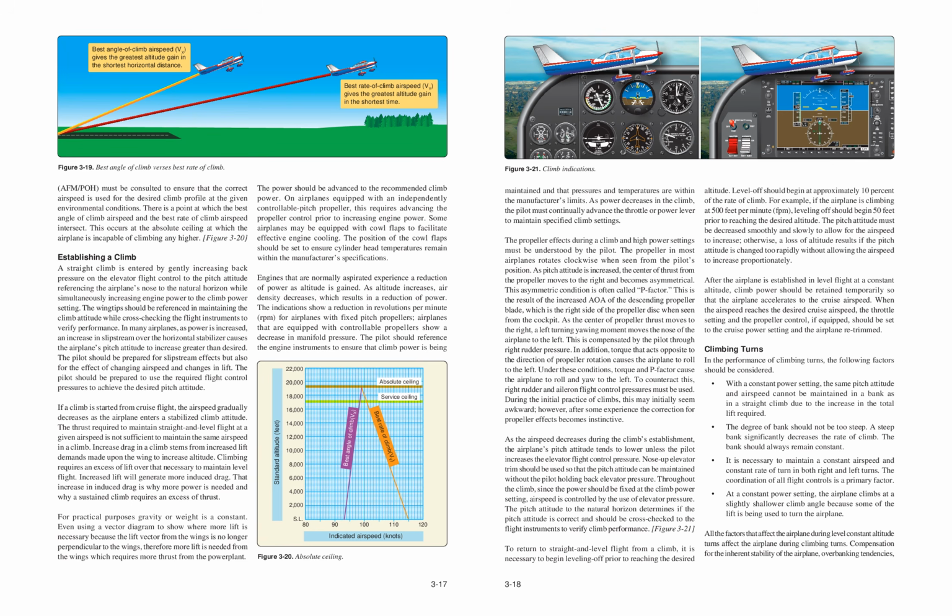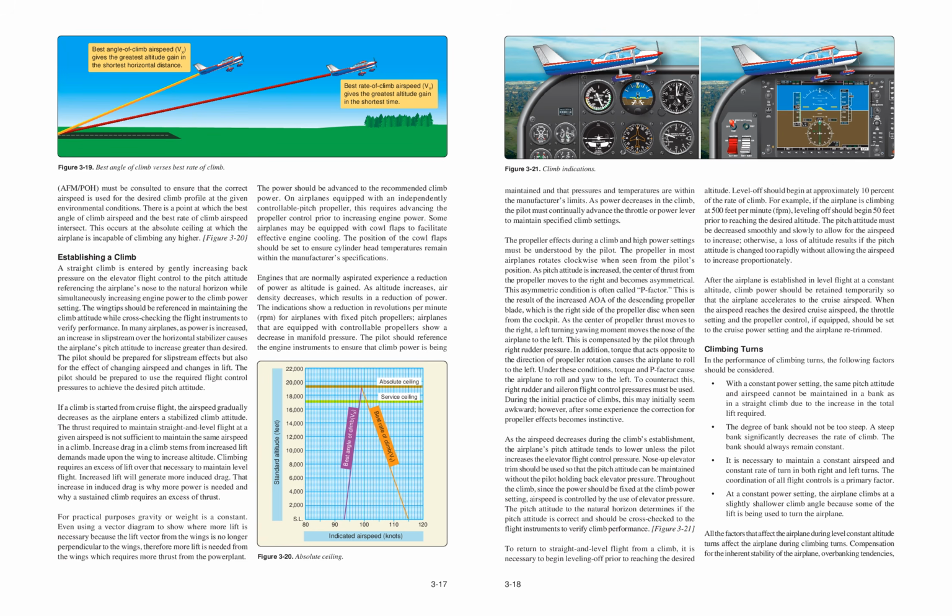The pitch attitude must be decreased smoothly and slowly to allow for the airspeed to increase, otherwise, a loss of altitude results if the pitch attitude is changed too rapidly without allowing the airspeed to increase proportionately. After the airplane is established in level flight at a constant altitude, climb power should be retained temporarily so that the airplane accelerates to the cruise airspeed. When the airspeed reaches the desired cruise airspeed, the throttle setting and the propeller control, if equipped, should be set to the cruise power setting and the airplane retrimmed.